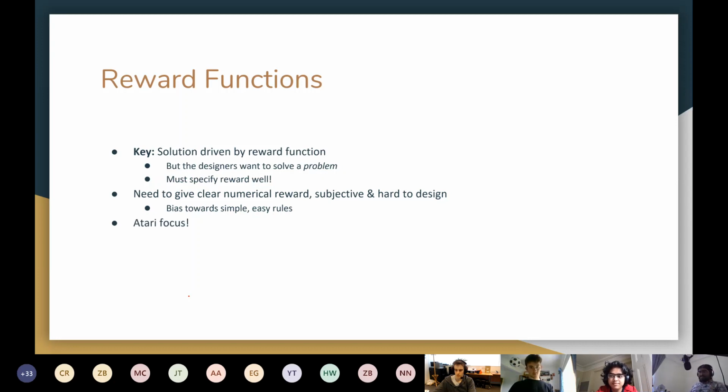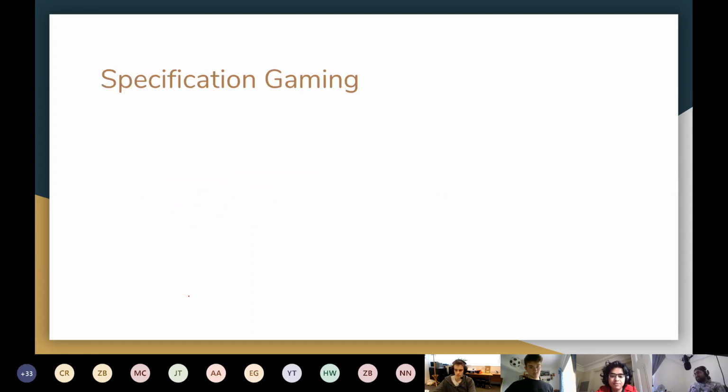This is one of the reasons that some of the initial exciting progress in reinforcement learning came from Atari. So these simple video games, because the goal in Atari is just maximize your score. And this is an incredibly easy reward to specify. And this can go wrong. So, this is a problem called specification gaming.